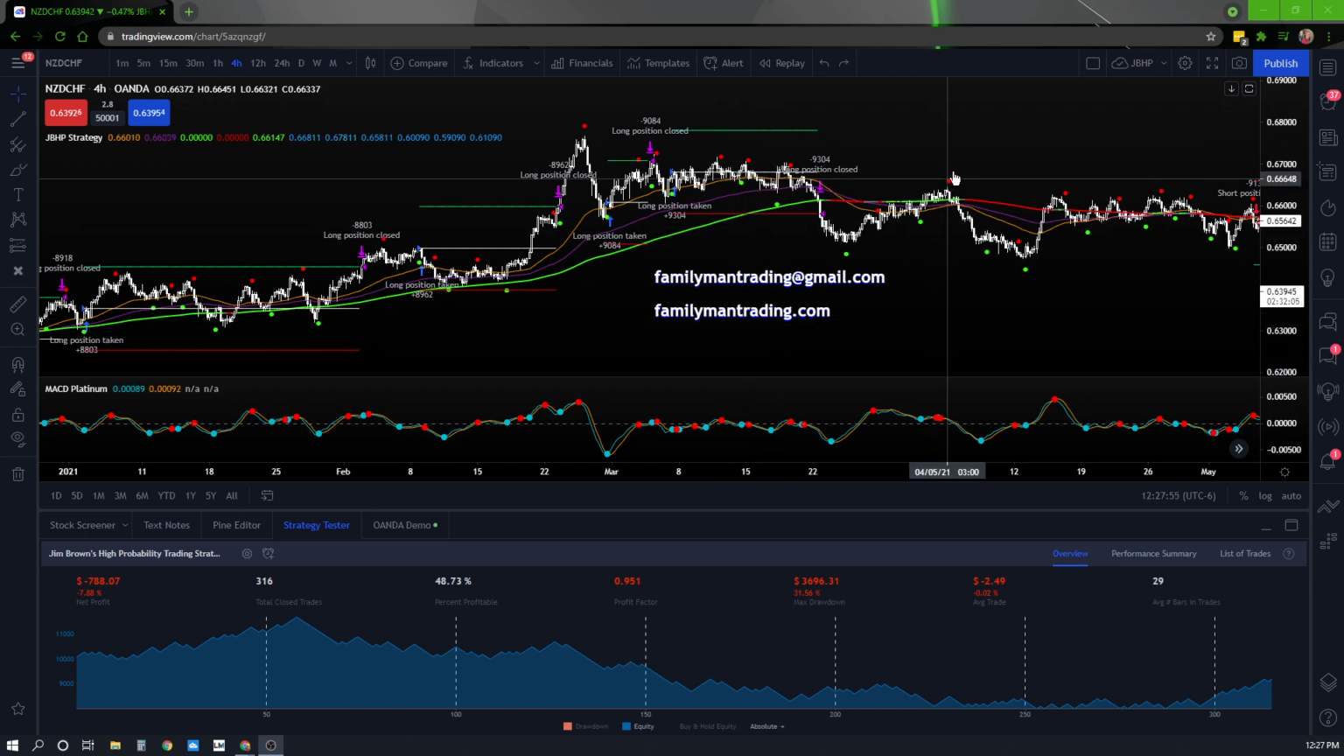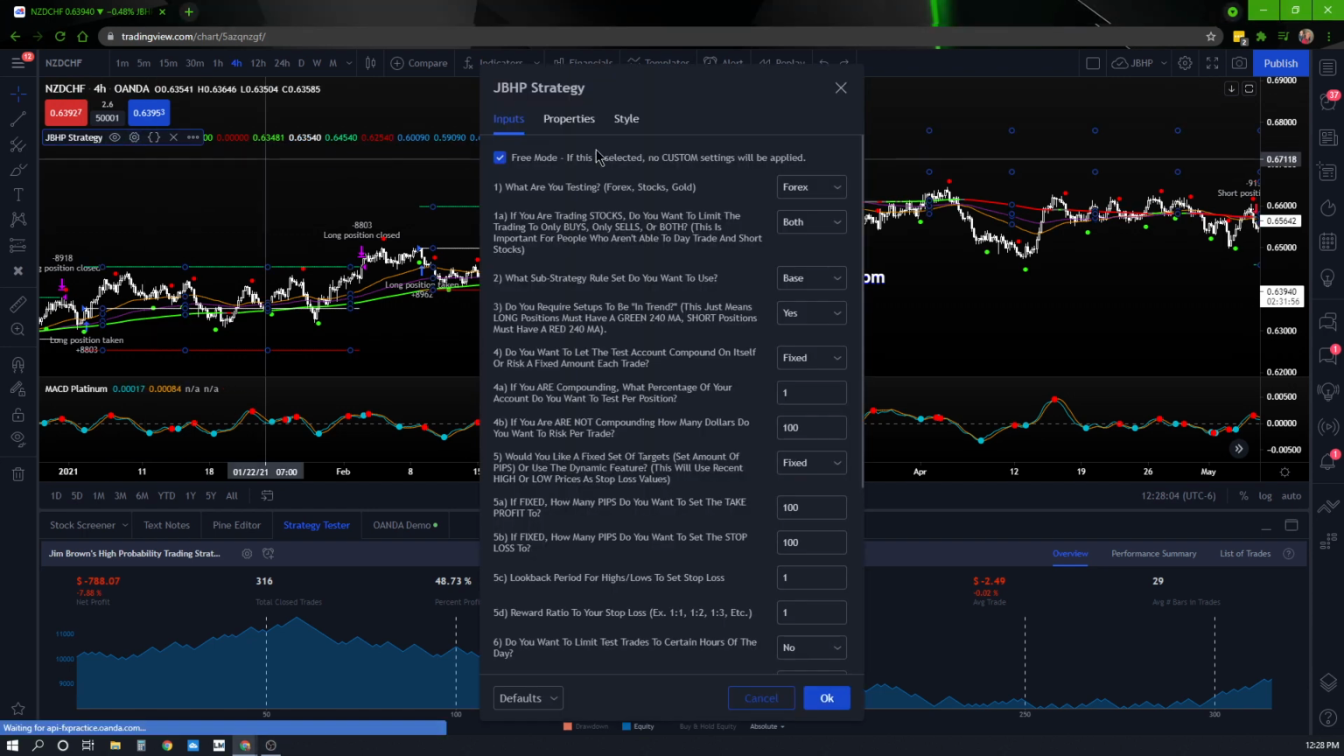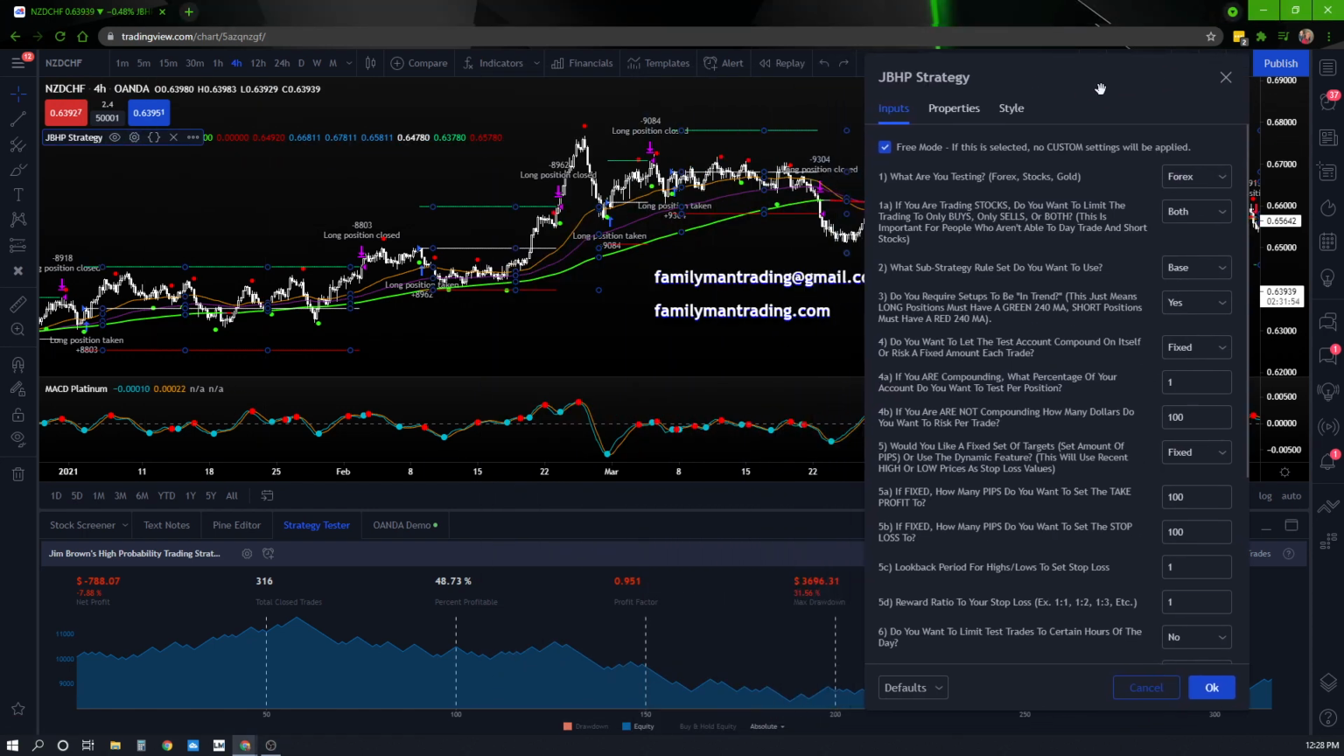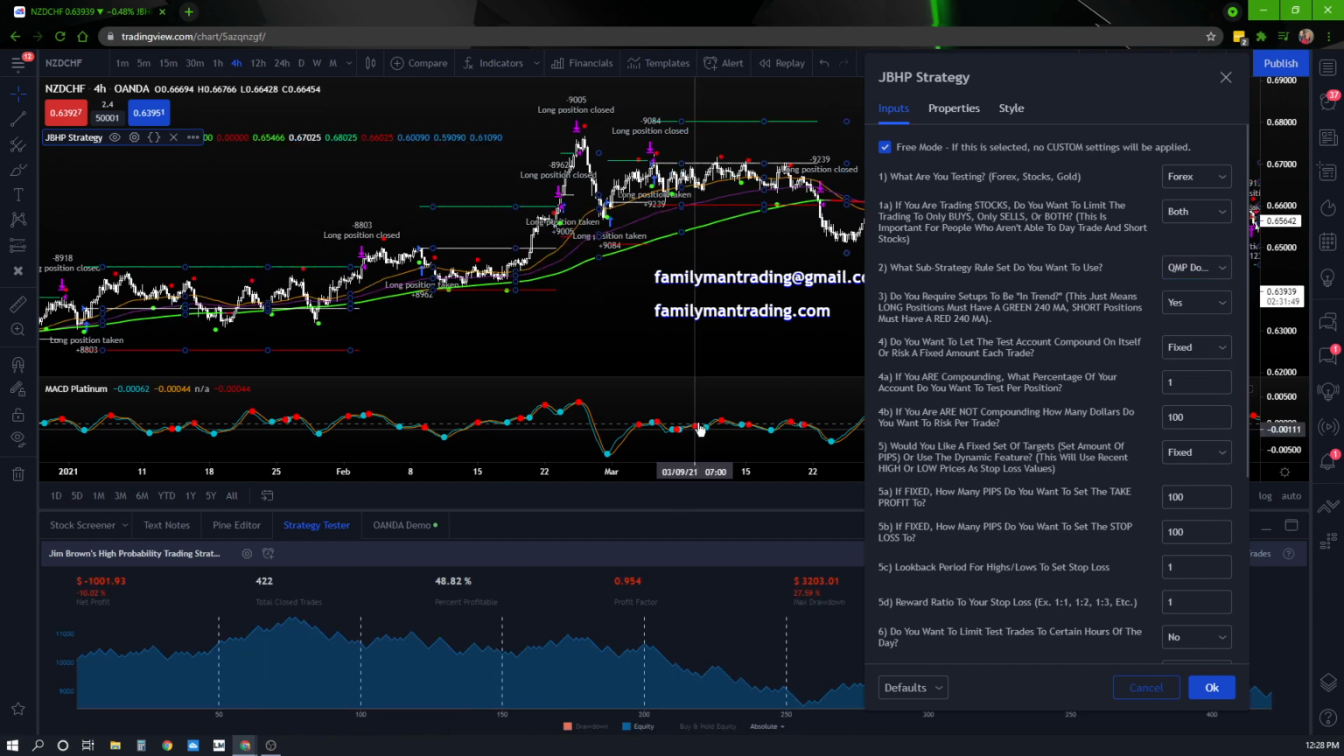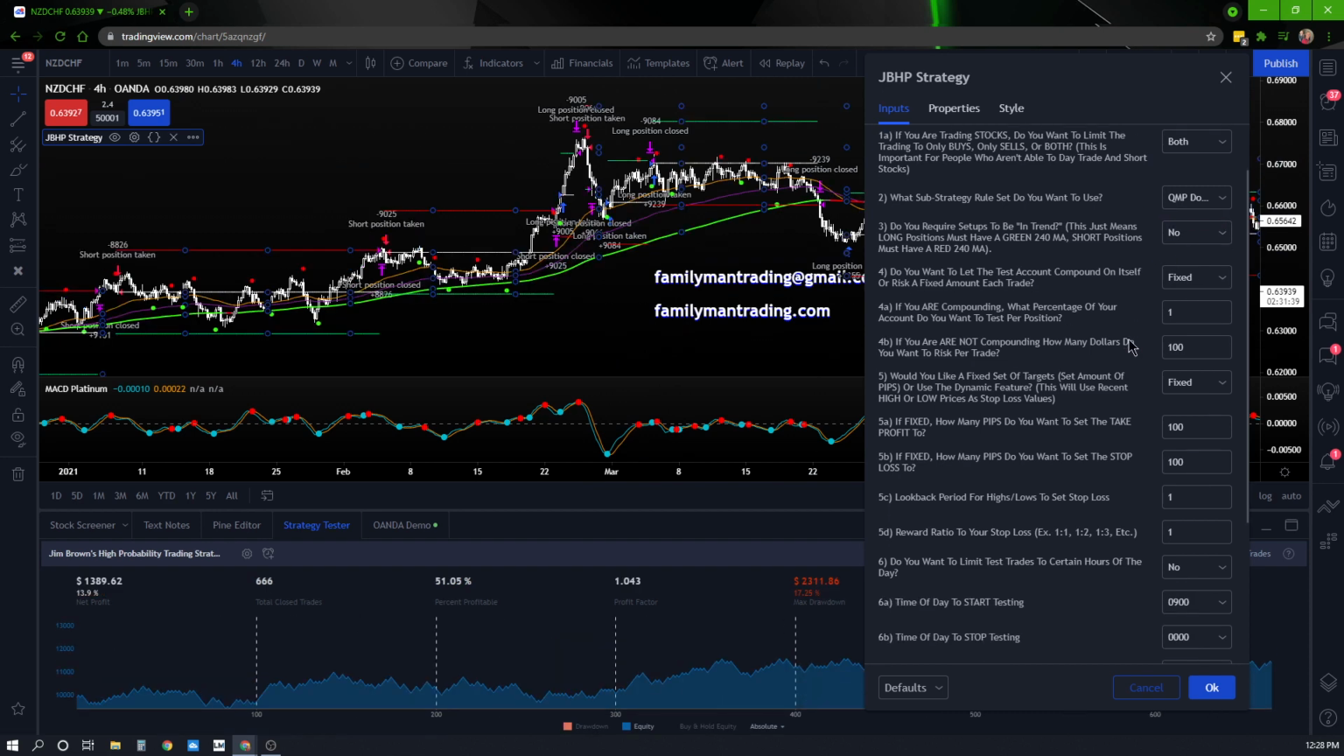So let's just use our strategy tester here. Our example is going to be the Oanda broker on the 4-hour chart using the NZD/CHF pair. I'm going to jump to some settings that I know work pretty well. This is one of our sub strategies that we've created called the QMP dots only. It's based off of Jim Brown's high probability system, but we don't use the MACD or the EMAs or the QQE. It's strictly just the dots here. And we're going to say that we don't want it to be in trend. That's another filter we can turn off and go from there.